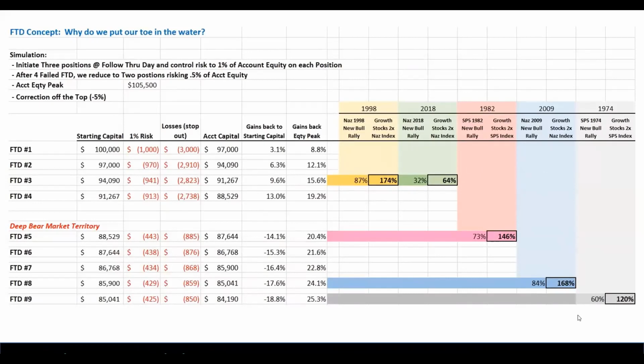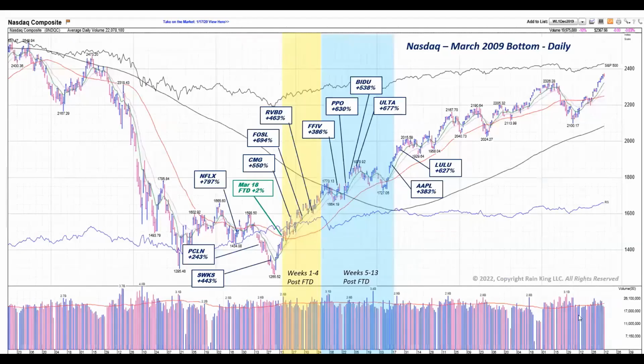But let's go forward and look at where we are. Before we do that, here's the 2009 rally. Here's where the follow-through day occurred. And again, here are the names that actually broke out and some of the runs they went on. Look at the runs: 500%, 400%, 300%. These are big, big runs. And you can only get these gains if you are on the spot, doing your homework, and mentally prepared to put your toe in the water on a follow-through day.